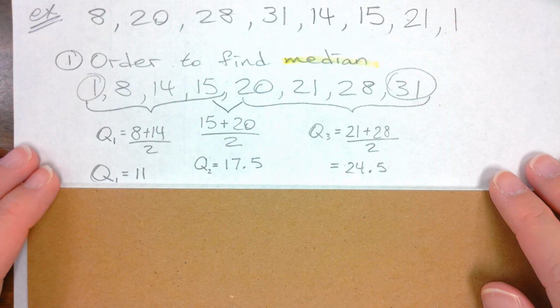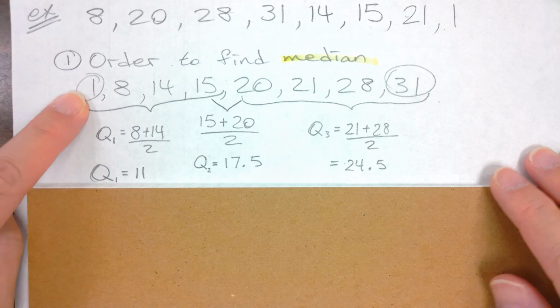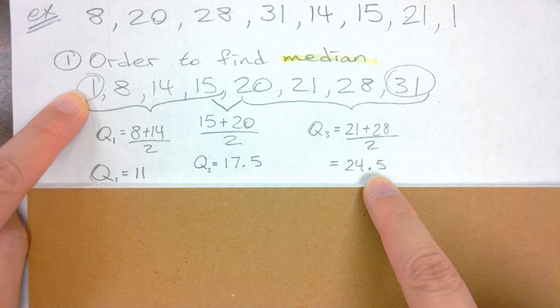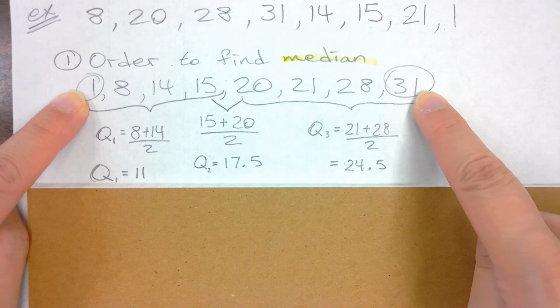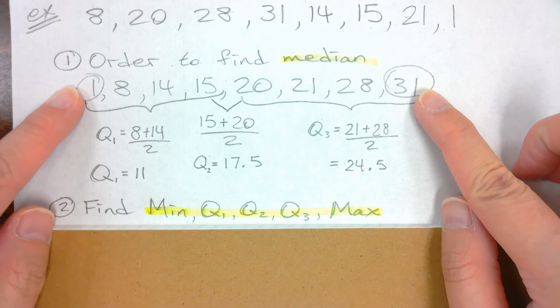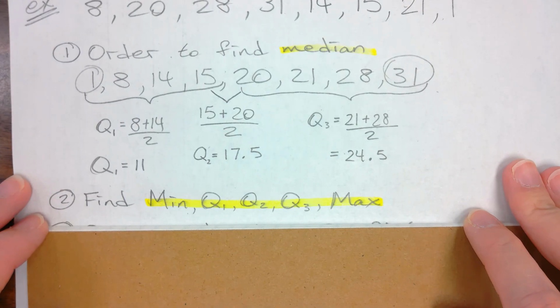Okay, so to draw my box plot, I need 5 numbers. Which are my 5 numbers in this case? I need 5 numbers. Melissa? Good. Right. Okay, so your minimum and your maximum with Q1, Q2, Q3. So make sure you have all 5 numbers and then you can draw your box plot.